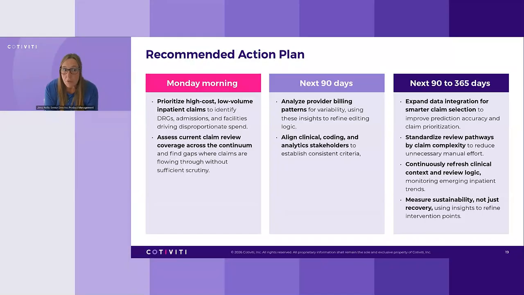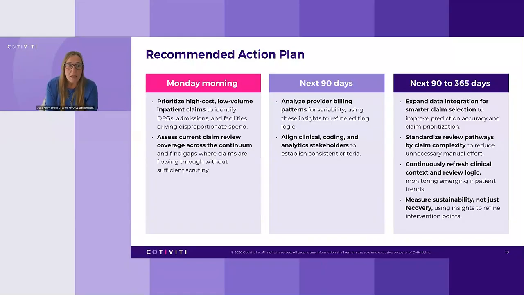Assess your current claim review across the continuum. Do you have the right intervention points, from automated edits to coding to human review to documentation review? Is all being applied? Is there a gap there? Where are the gaps and where are the claims flowing through those gaps, to identify where to beef up the scrutiny to risk?